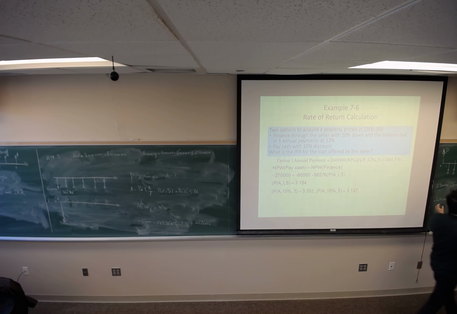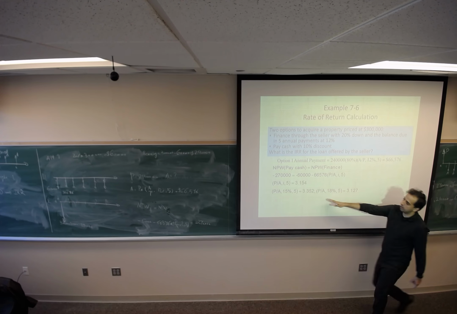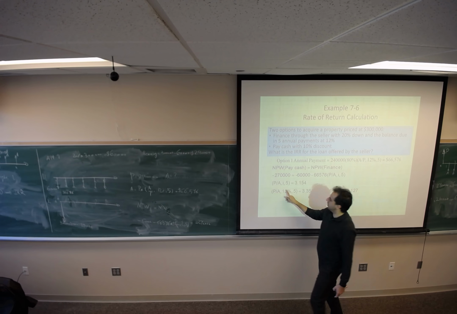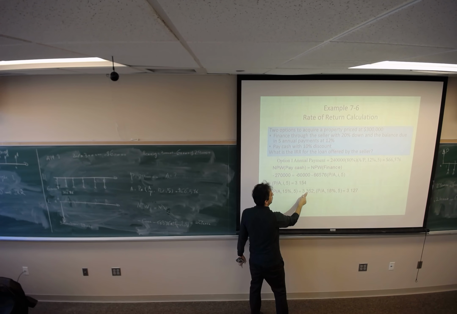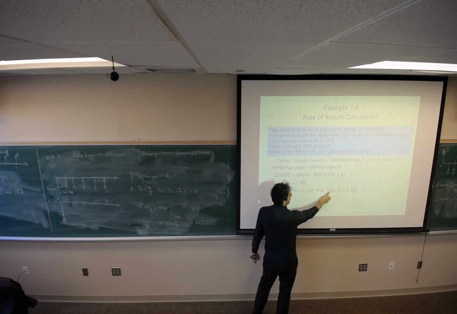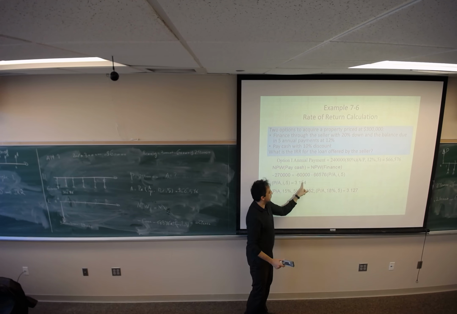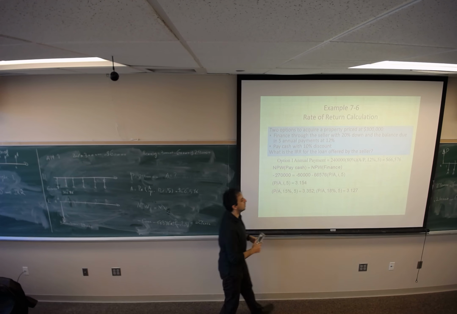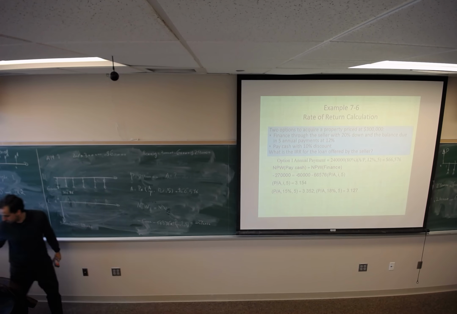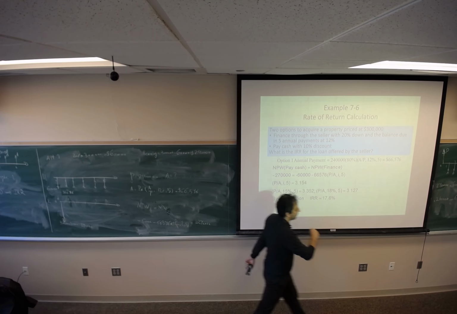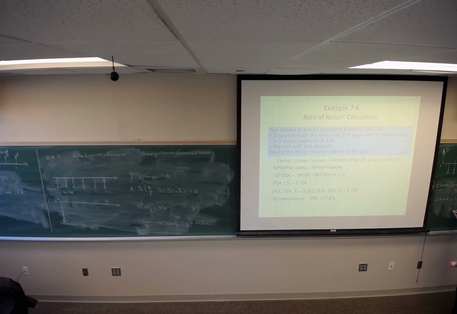If you divide this by this one, you will get this factor, which is 3.154. I'll try with 15%, I will get 3.352. If I try with 18%, I will get 3.127. So this one is going to be between 18 and 15, linear interpolation. So I will get IRR 17.60.